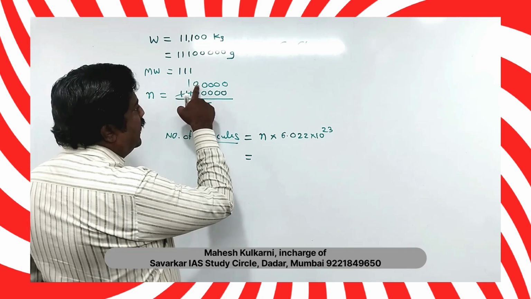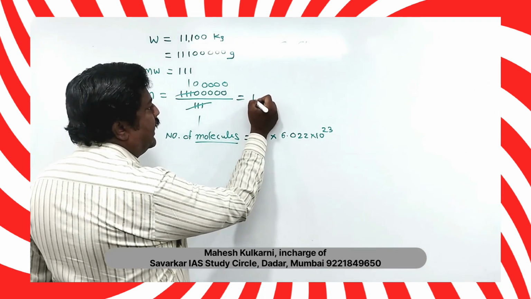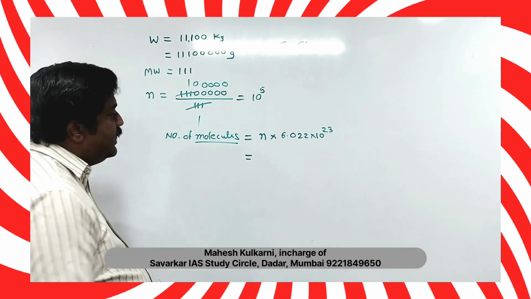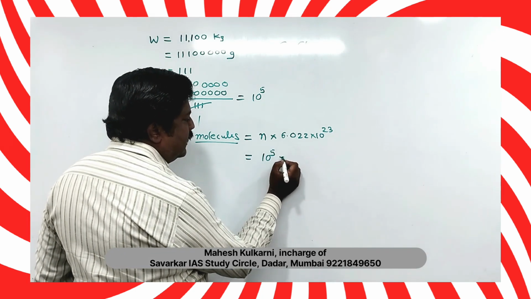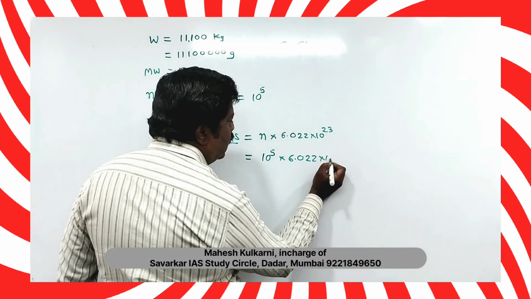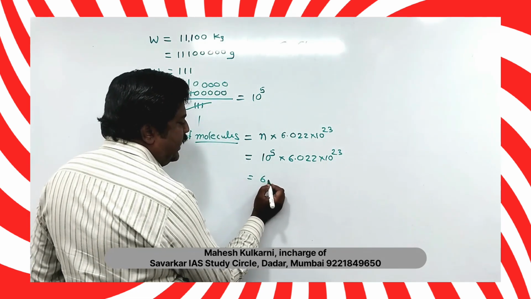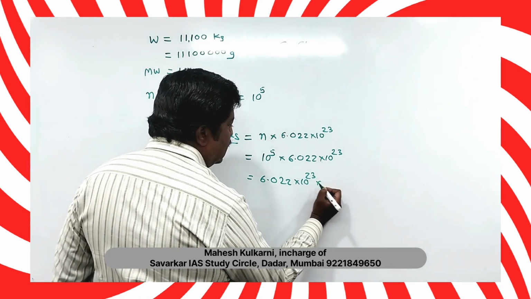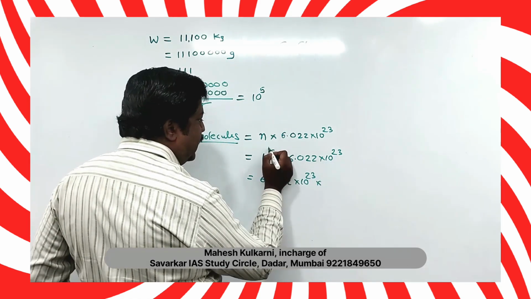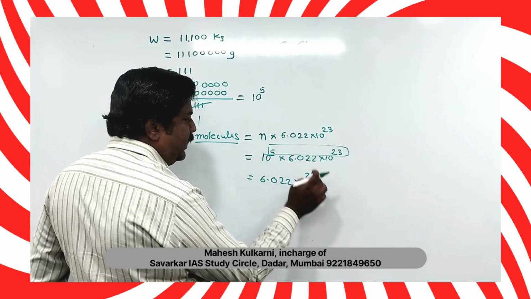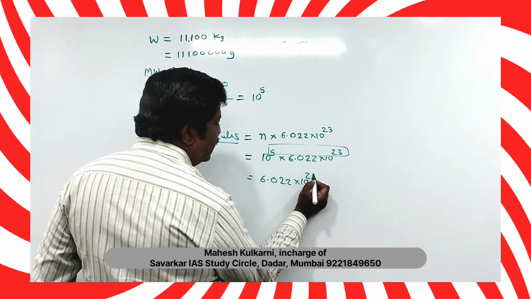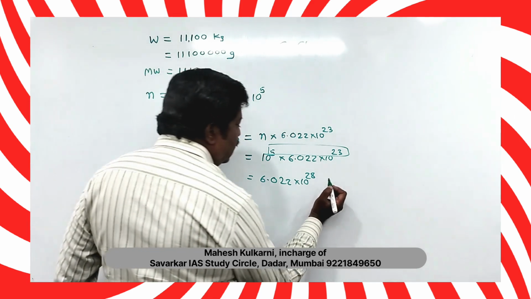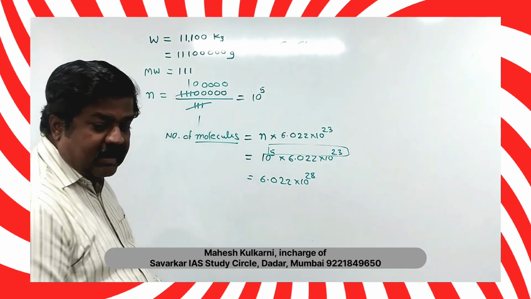So here it is 1, 2, 3, 4, 5. So can I write this as 10 raised to 5? Go to our simple arithmetics lecture, there we have explained. So it's 10 raised to 5 into 6.022 into 10 raised to 23. So when base is same, we have to add up the powers. So 23 plus 5, 28. So I will sum up here only as this. So number of molecule equal to, this is the final answer.